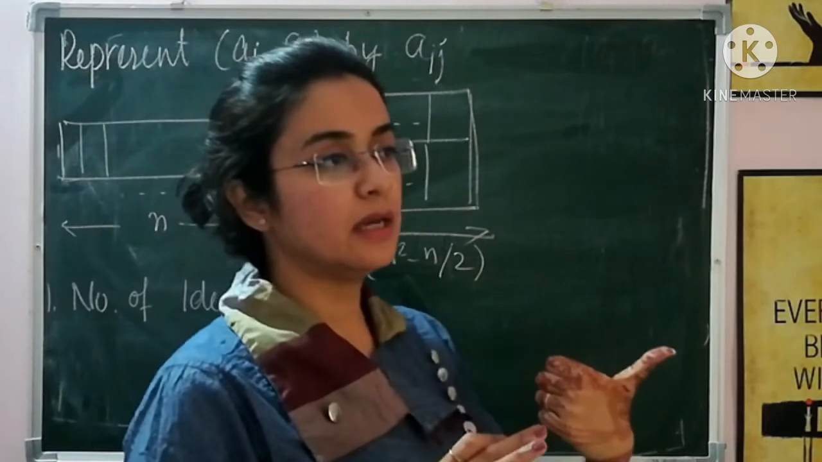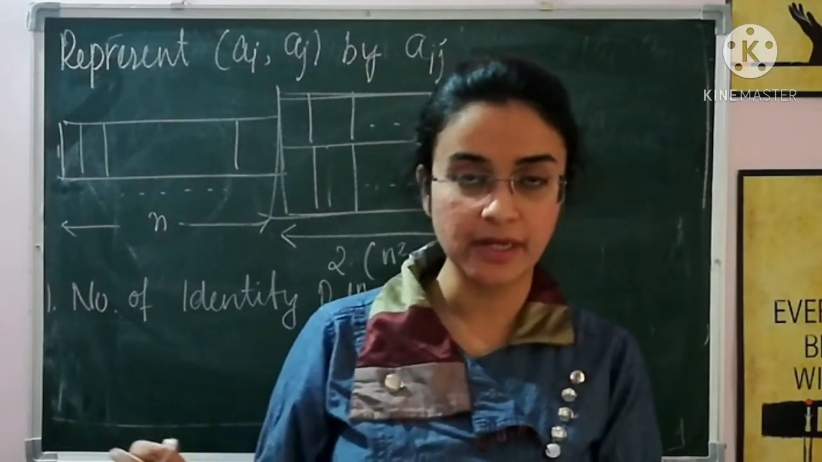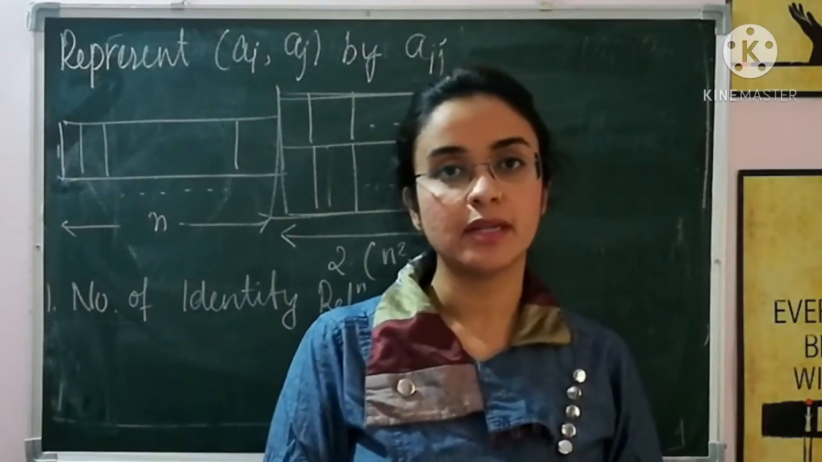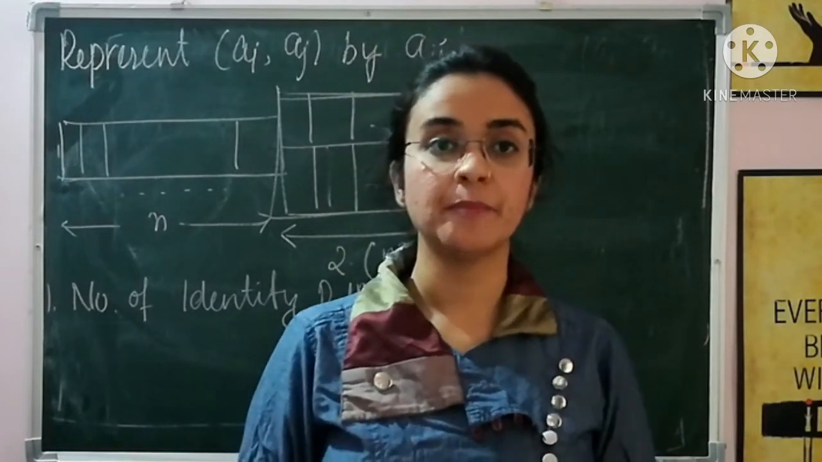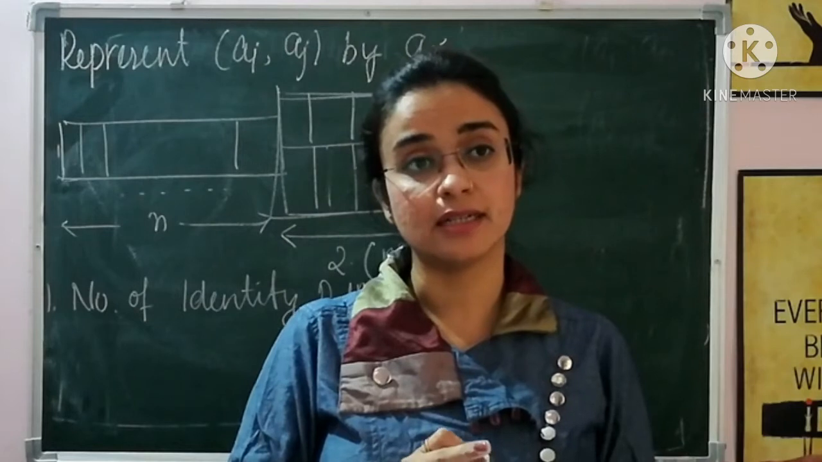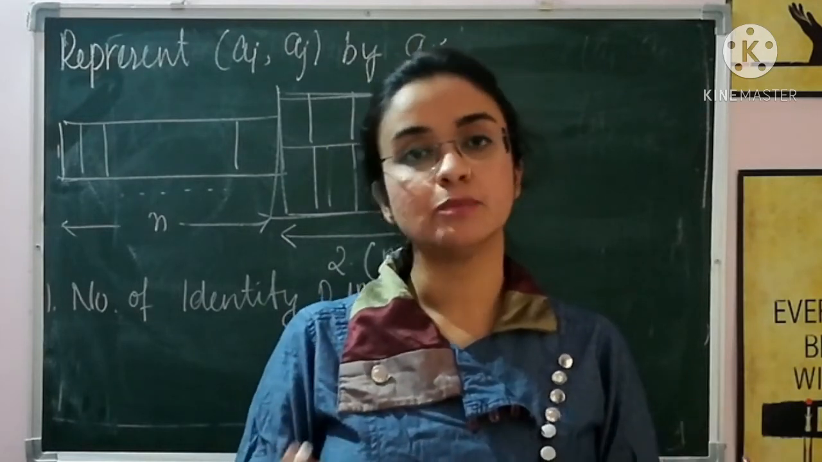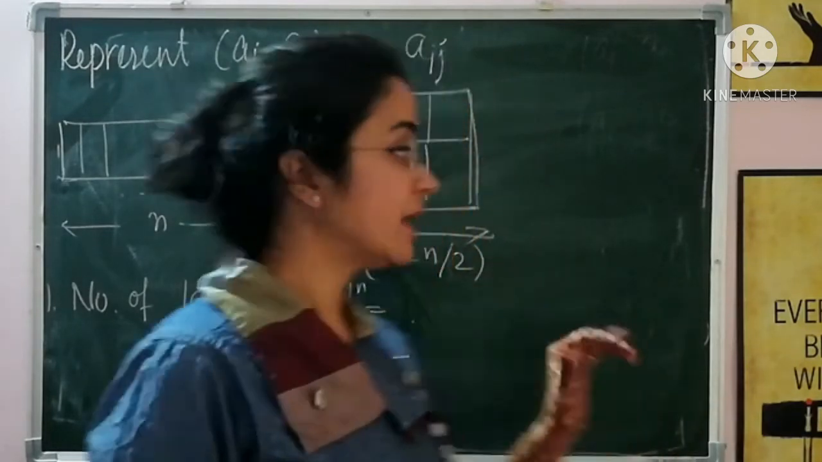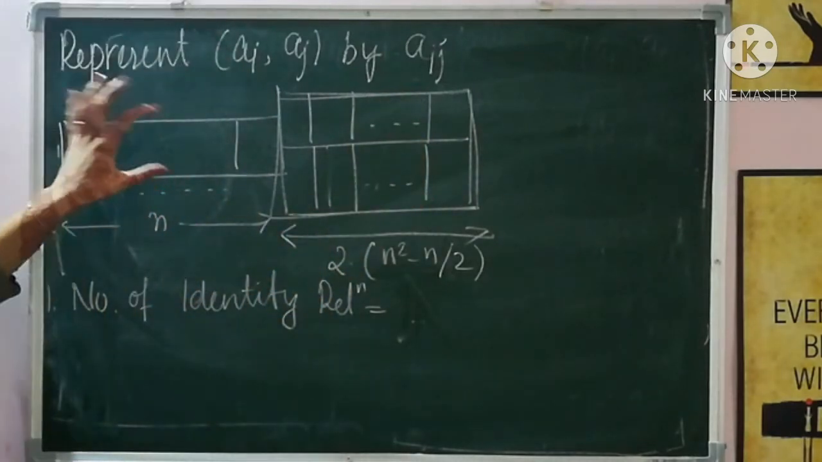Either I am not choosing any of the elements, meaning a i j is not in my relation and a j i is also not in the relation. I am choosing a i j only, nothing else. I am choosing a j i only, nothing else, and I am choosing both of them. So there are 4 ways for this box, and there are 2 ways for this box.